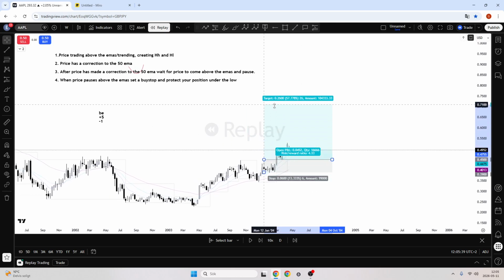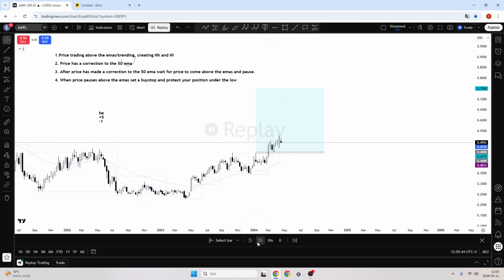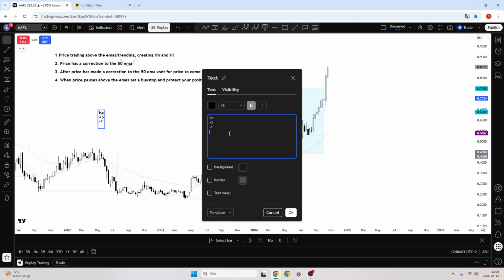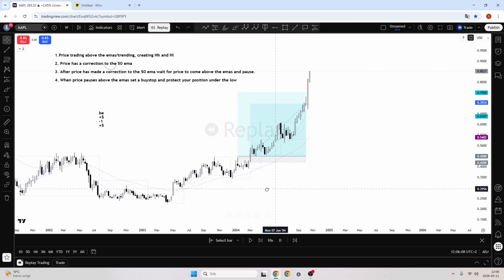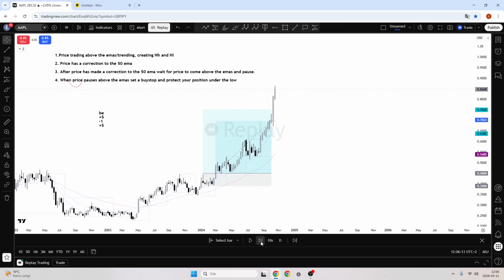We get 1-to-1, so that means we move our stop loss to break even. Let's see if it reaches our profit target. It reaches our profit target, and we sell off our full position. Just like that. And we're continuing.